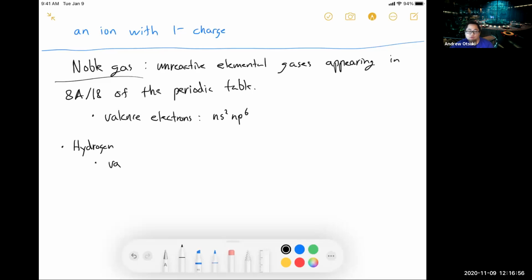Lastly, let's talk about hydrogen. Hydrogen is its own group because it's neither an alkali metal or a halogen, but it shares properties of both. So it can lose an electron, but then it'll have no electron. So it'll just be a proton, and it won't have a noble gas configuration.